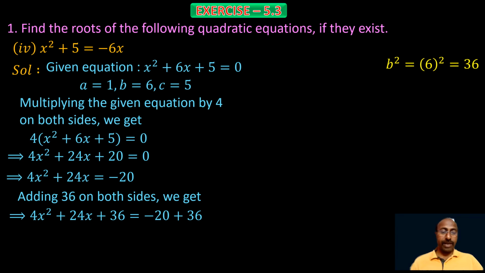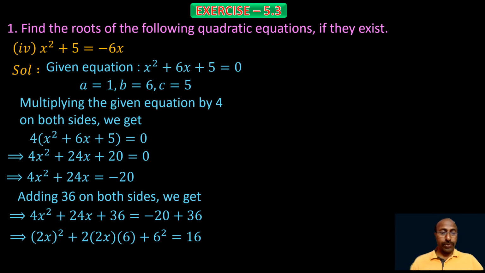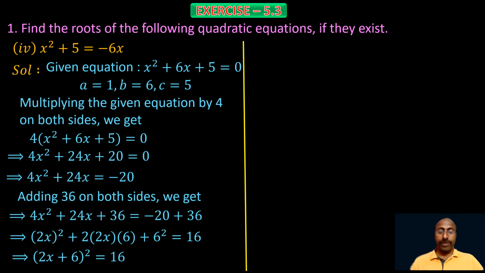Now the terms on the left side can be expressed in the form a square plus 2ab plus b square, like this: 2x whole square plus 2 into 2x into 6 plus 6 square is equal to minus 20 plus 36, which is 16. Now write them in the form a plus b whole square, that is 2x plus 6 whole square is equal to 16. So from this we can take the square root on both sides.